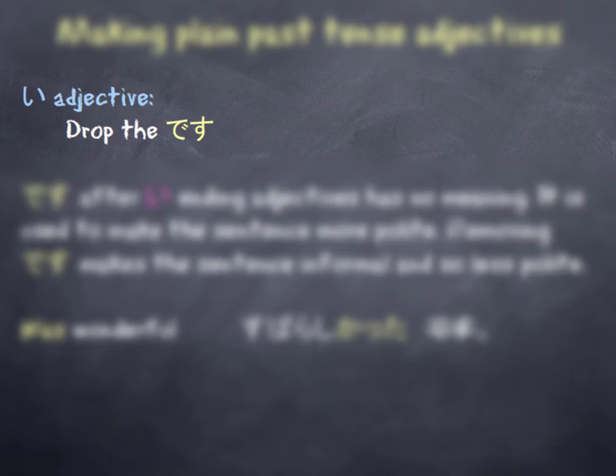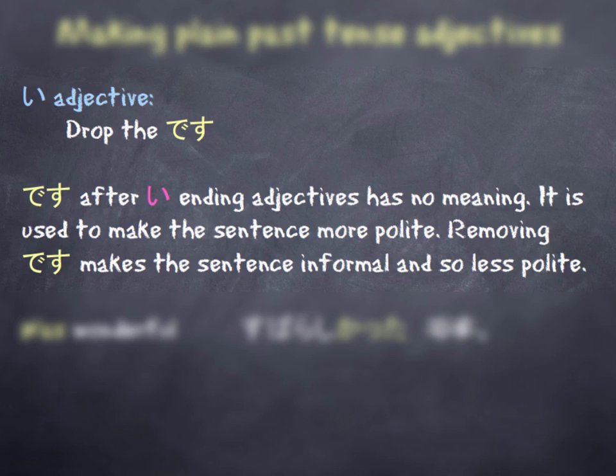So in the event that it's an I adjective, what you need to do is drop off the desu from the end of the sentence. So desu after I ending adjectives has no meaning. It is used to make the sentence more polite. And removing desu makes a sentence informal and so less polite.